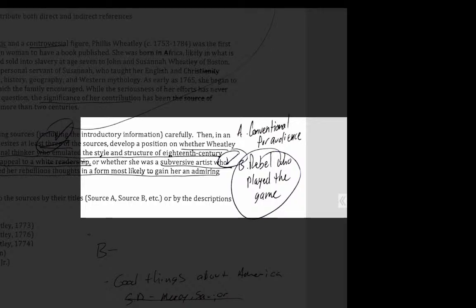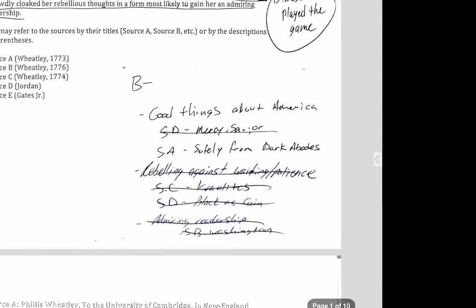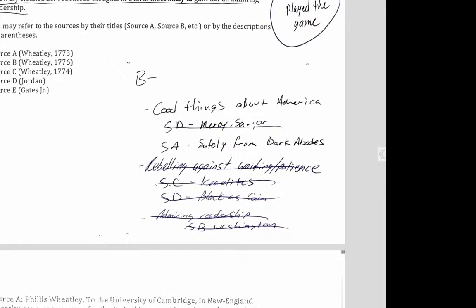So I'm talking about my annotations a little bit out of order, so keep that in mind. But you can see I ended up picking B. Then after I had read all the sources and I had picked B, I still had some time left, so I started doing a real quick outline of what I was going to write.